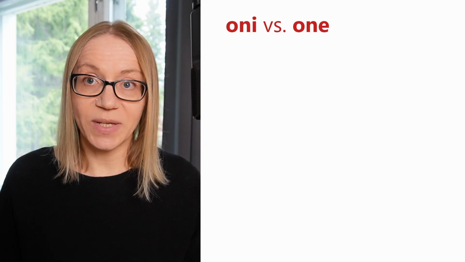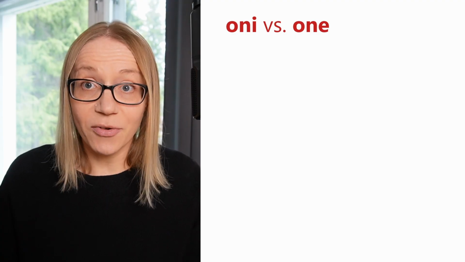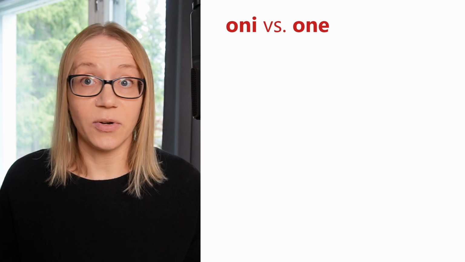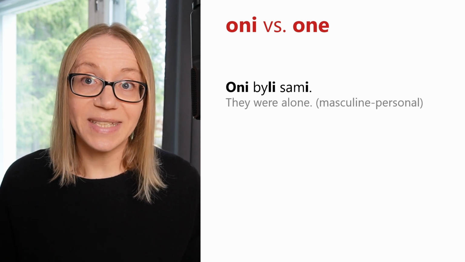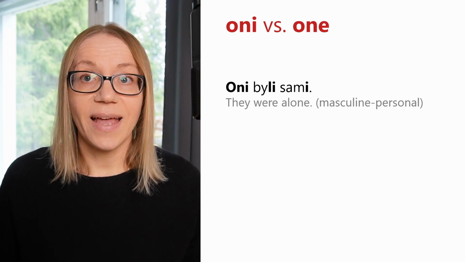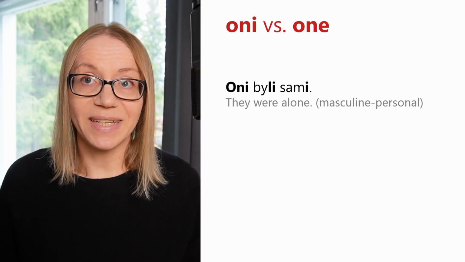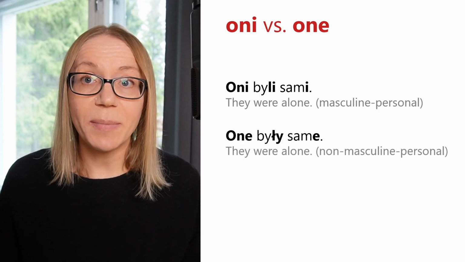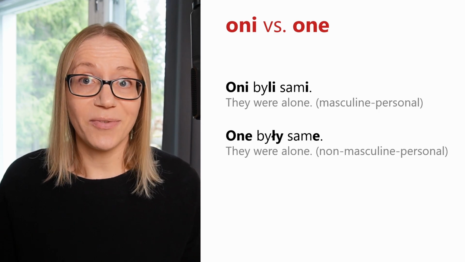Understanding the difference between oni and one is very important because it also impacts other elements in the sentence. It might impact the form of the verbs or the adjectives. For example, we will say oni byli sami. They were alone. And here all the elements are masculine personal. Oni byli sami. But the other example, one były same, also means they were alone, but all of these components are non-masculine personal.